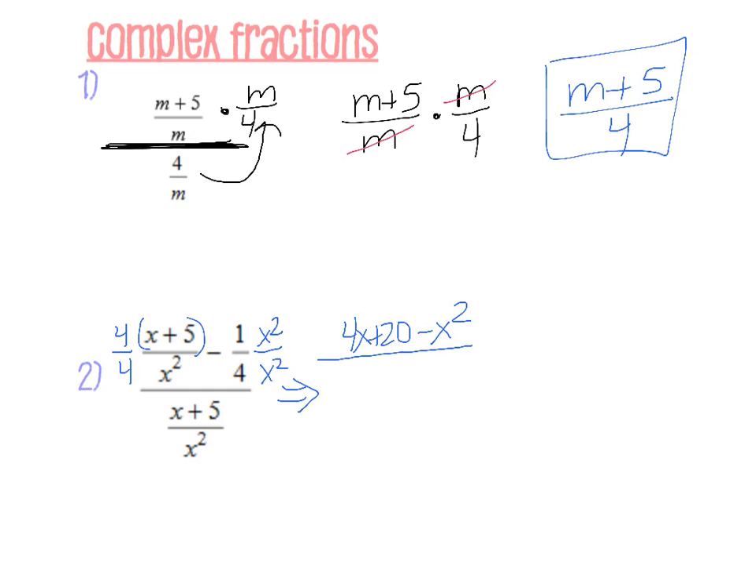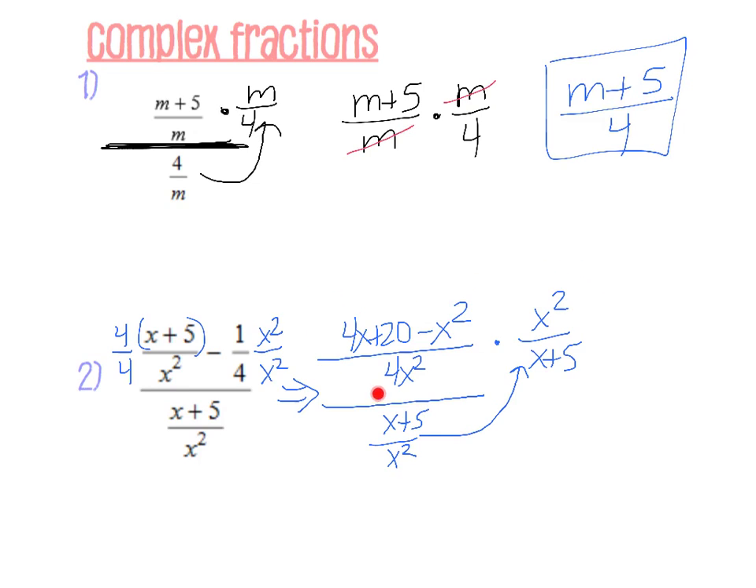And that's going to be all over my common denominator, 4x squared. The denominator is still x plus 5 over x squared, which I'm going to bring up here to the top and change it to multiplying by the reciprocal. And now I'm basically looking at this problem right here.